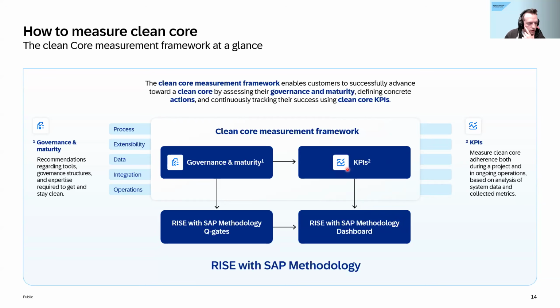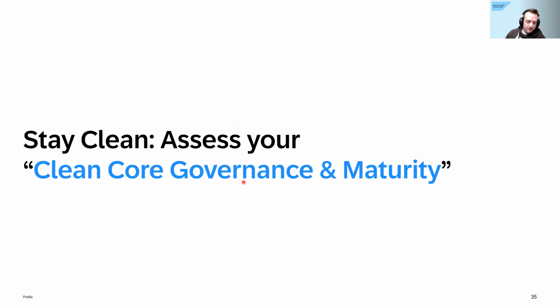Now we need to identify how we measure the governance, the processes around the tools, the governance structures. And for this, what we have in general is the RISE with SAP methodology. There we have Q gates that are currently in the process of being enhanced with something that we call the Clean Core Governance and Maturity Assessment. This is especially for staying clean, for not messing up any new requirement in a way that feels like we could have avoided that easily. And to measure also for get clean, of course: how do I assess the big picture of governance?